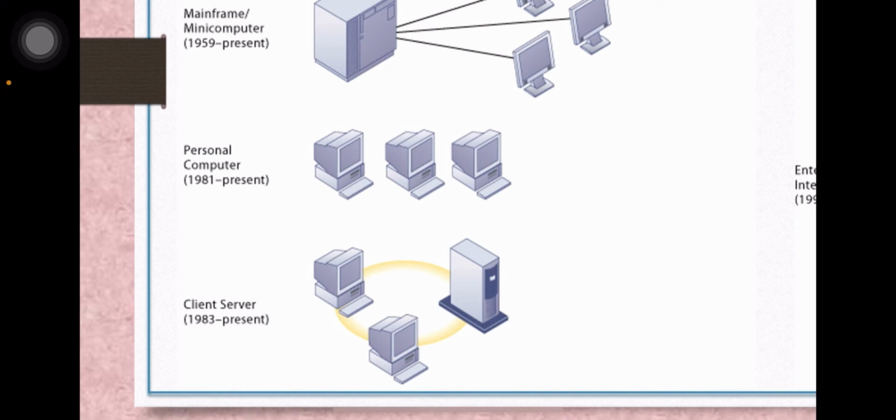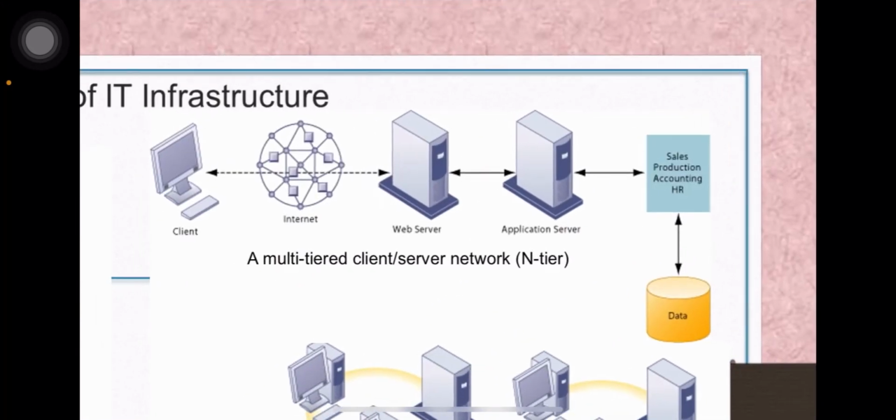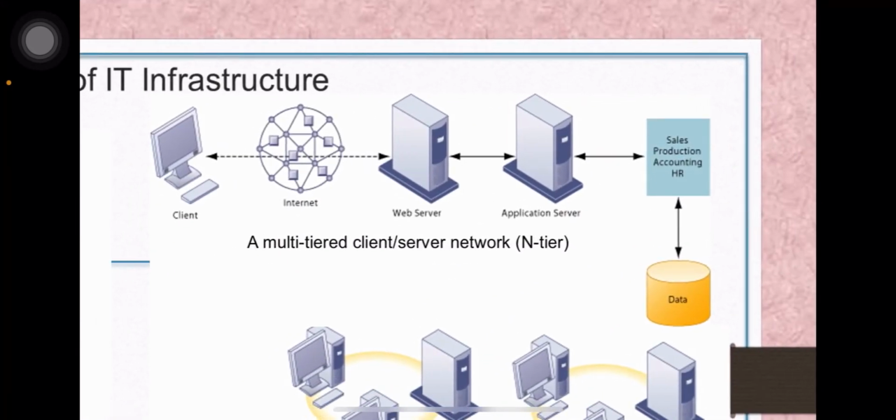The client/server era is from 1983 to the present. In client/server computing, desktop or laptop computers called clients are networked to server computers that provide the client computers with a variety of services and capabilities. Computer processing work is split between two types of machines. The client is the point of user entry, whereas the server provides communication among the clients and processes and stores the shared data on the multi-tiered client/server network.